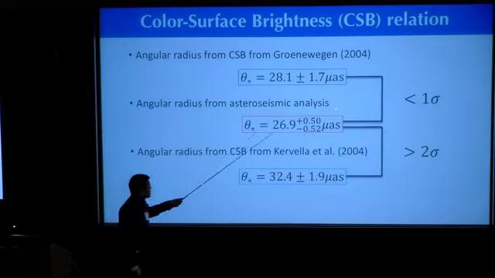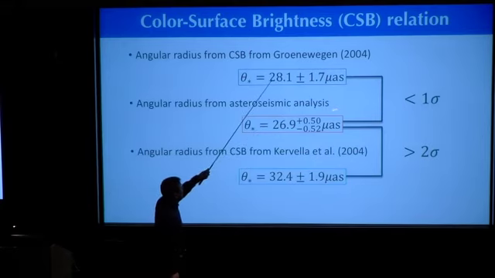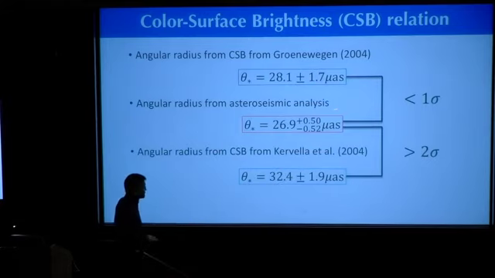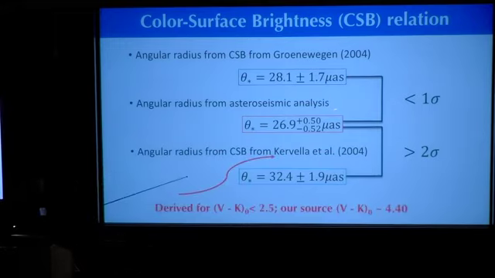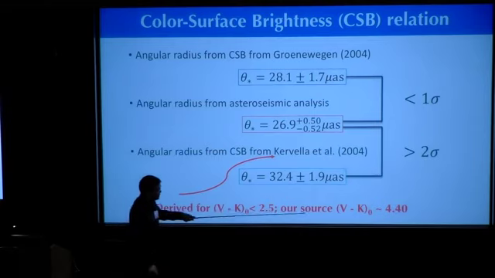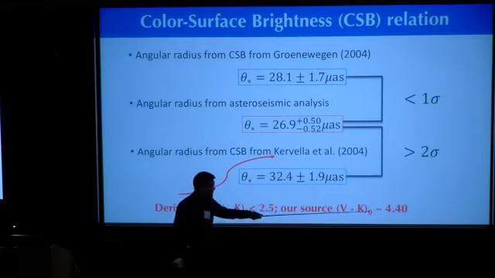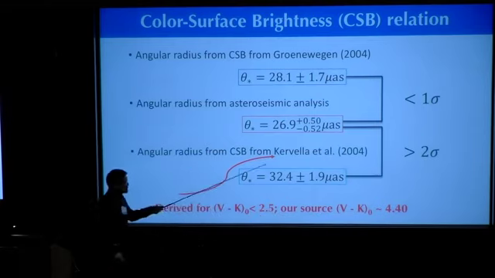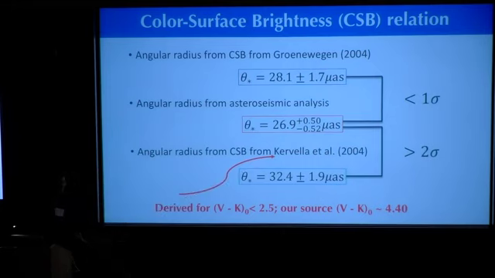Okay, so we can infer the source radius. This is from seismology analysis, and this is from the color surface brightness relation from this paper, and this is from another paper often used in microlensing studies. You can see that this is about 2 sigma away from the seismology analysis. So what's going on? In fact, this analysis assumes the V minus K colors should be smaller than 2.5. Our source is actually much redder with a color index of 4.4. So this often used formula doesn't apply to our source.